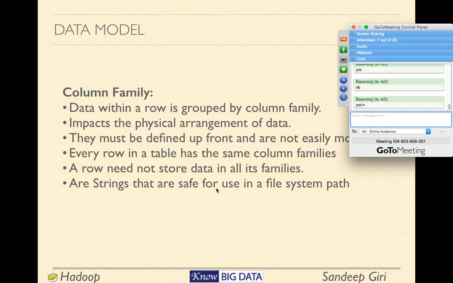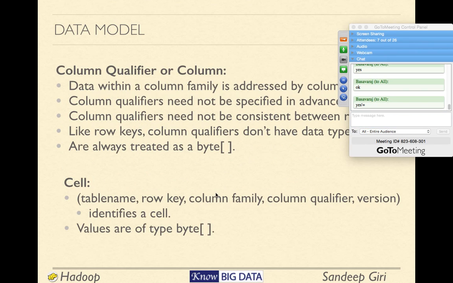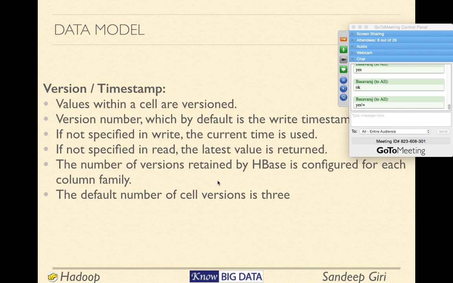Great. Moving on. Any questions on column family, column qualifier, cell value, row ID, version name?